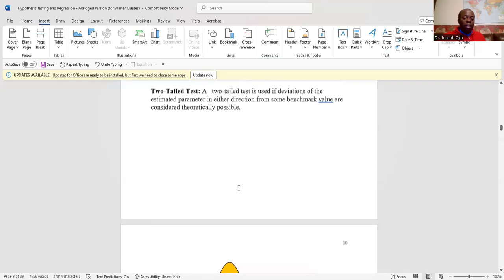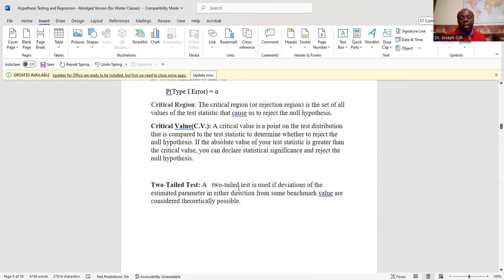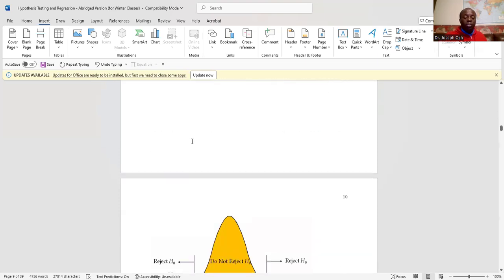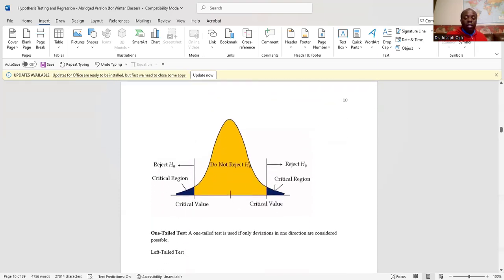Now, let's look at the types of test we normally have. The one we call the two-tailed test. We use it if deviations of the estimated parameter in either direction from the benchmark are considered theoretically possible. Like here, you can see the blue part, that's the tail. It has two tails. So if your answer falls in either of these blue regions, you reject the null hypothesis. Otherwise, don't reject.